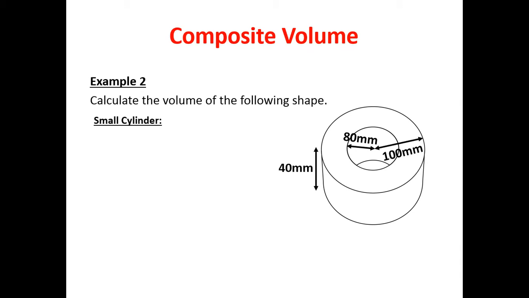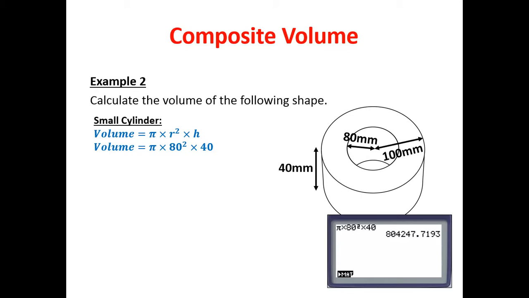So, let's get started with the small cylinder. To work out the volume of a cylinder, we need to go pi times radius squared times height. So we're going to go pi times 80 squared, because the small cylinder's got a radius of 80, and we're going to times that by a height of 40. Getting my calculator, pi times 80 squared times 40 gives 804,247.7 millimeters cubed, and again I've rounded that to one decimal place.